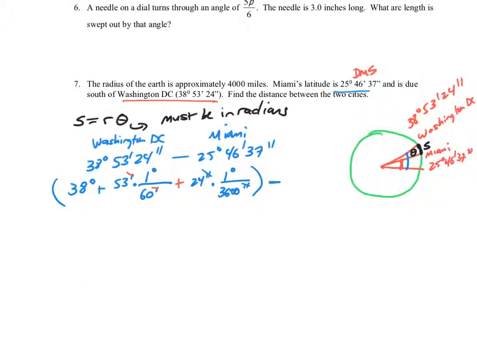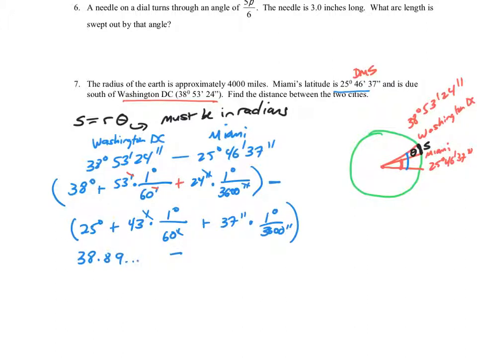And then we're going to subtract from that, I'll do Miami down here, 25 degrees plus the same conversions: 46 minutes times 1 degree per 60 minutes, plus 37 seconds times 1 degree over 3,600 seconds. If you enter these into your calculator, you'll get 38.89 minus 25.7769. Just leave these values in your calculator. It turns out to be 13.11306, I think, degrees.